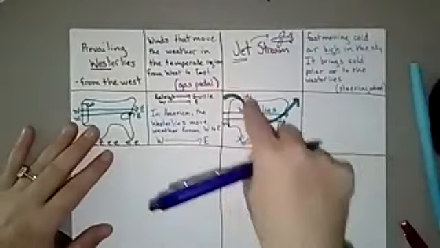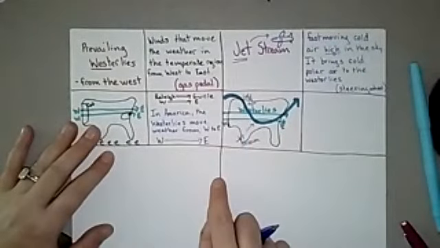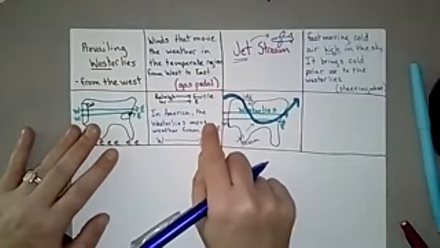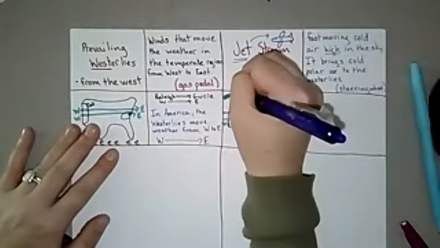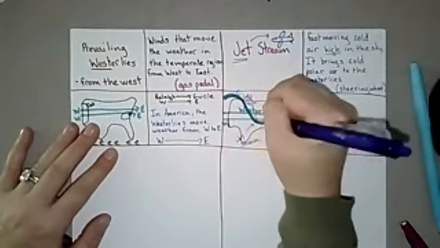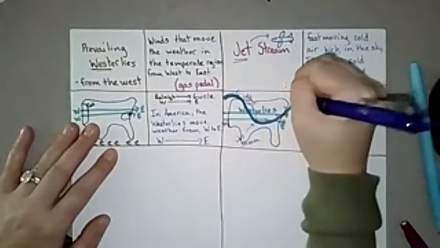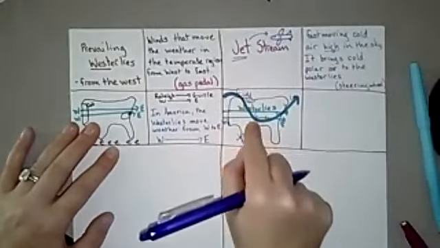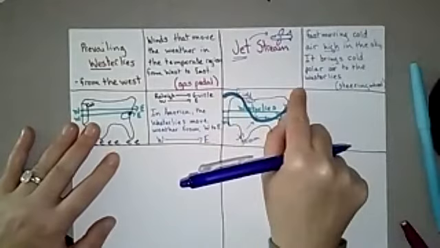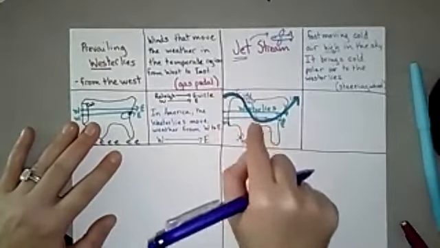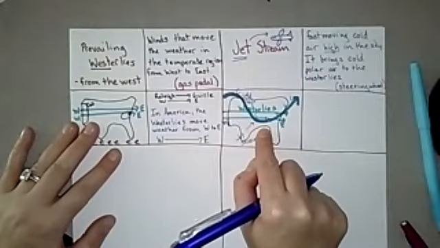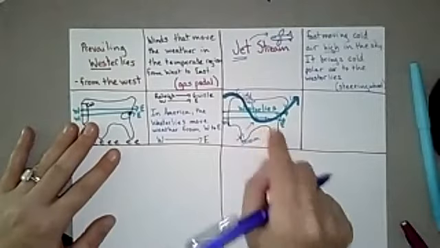The cold weather comes down with it. Okay. So all of this is cold, cold, cold. And so it brings this cold polar air down with it. Now, how far it dips down determines how cold it's going to be in Florida.